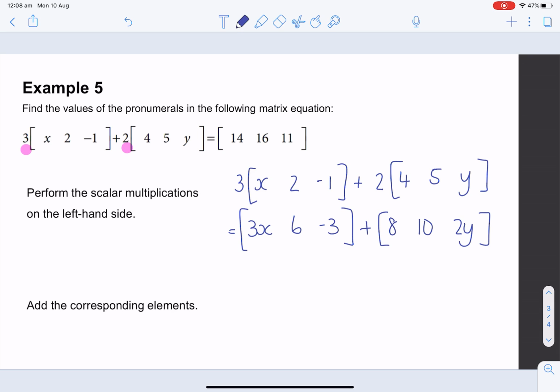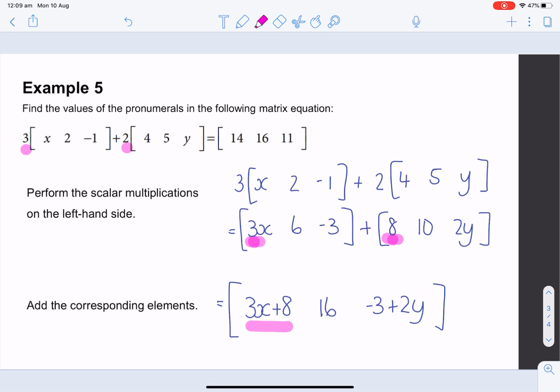So now I can add the corresponding elements. I take the first of both and add them together, and I end up with 3x plus 8. Leave a little bit of space as I would in the other matrices. 6 and 10 is 16. -3 plus 2y is my last element. Take note that they're still sitting in exactly the same position. So 3x and 8 were both in A11 and they are still sitting in position A11.